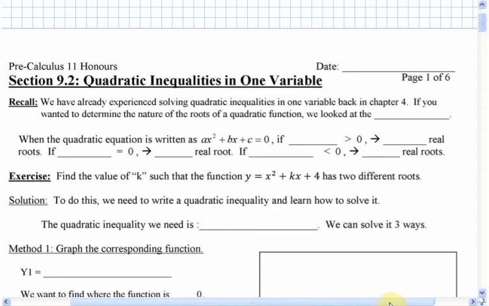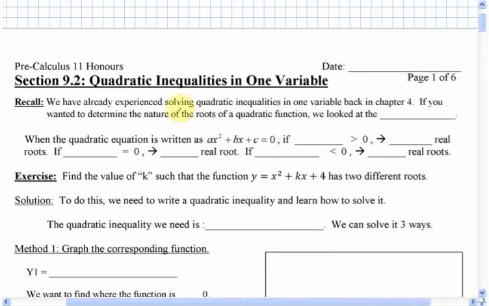Use again next year, so please pay careful attention, okay? I'm going to show you how to do this thing called solving quadratic inequalities in one variable, okay? One variable today. In section 9.3, we'll show you how to do it with two variables, okay?